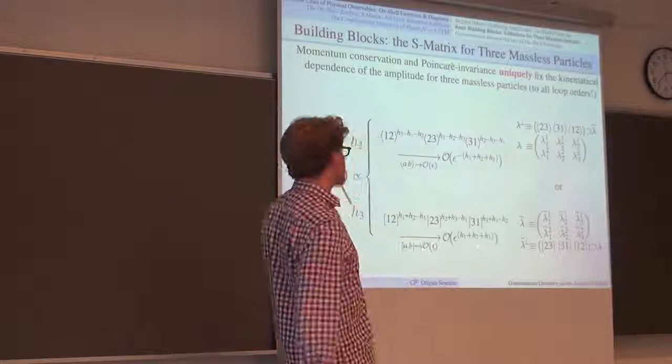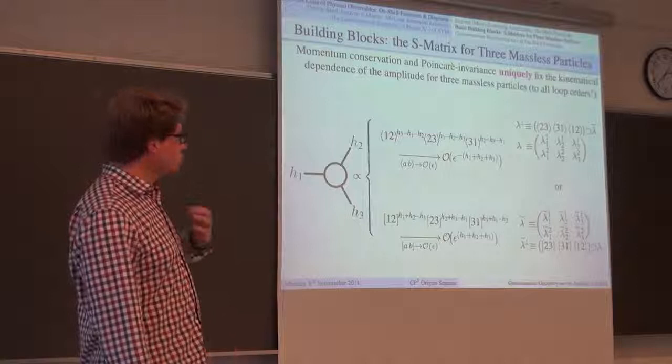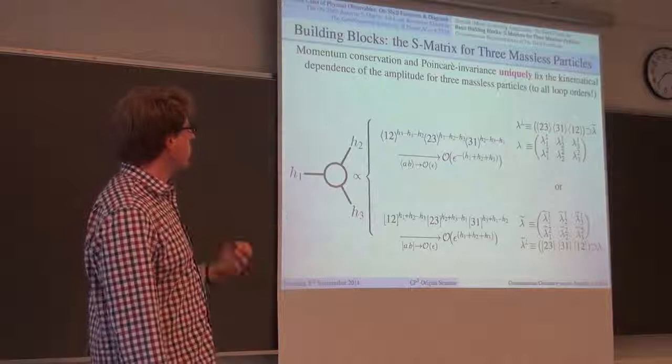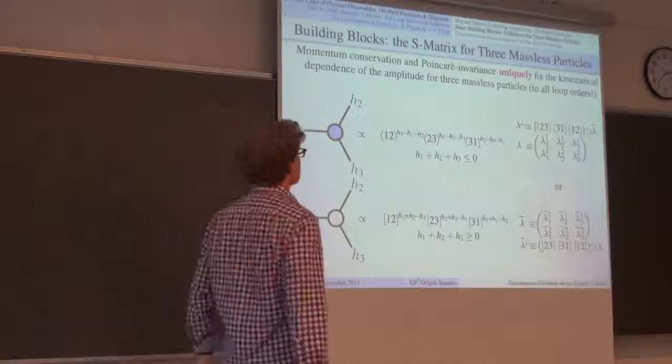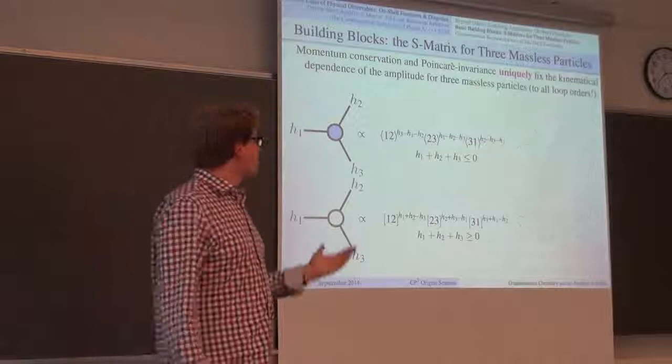Requiring that the S matrix for three particles smoothly vanishes, that it doesn't have a pole as the momenta become real, dictates that if the sum of helicities is negative, it's this answer, and if the sum of helicities is positive, it's this answer. If it's equal to zero, it can be a combination of the two. Okay, so we have two distinct cases depending on the helicities. Now we can talk about these concretely for different theories.